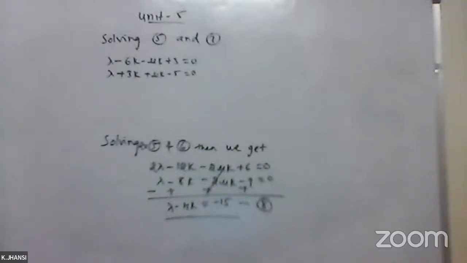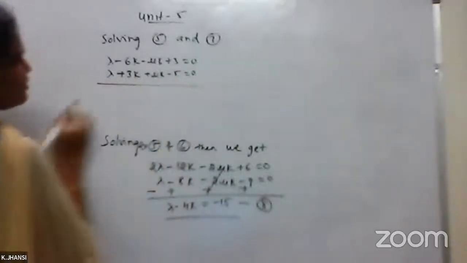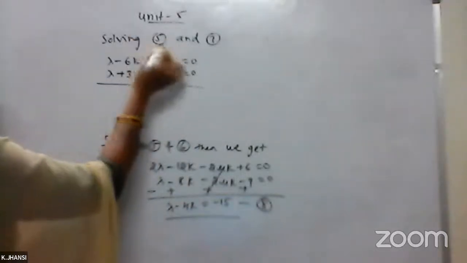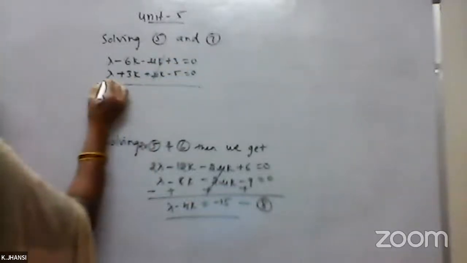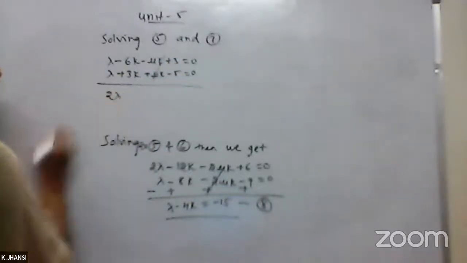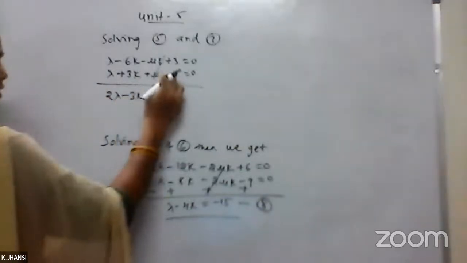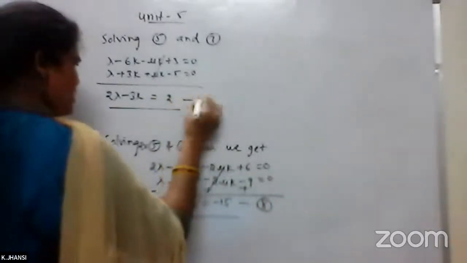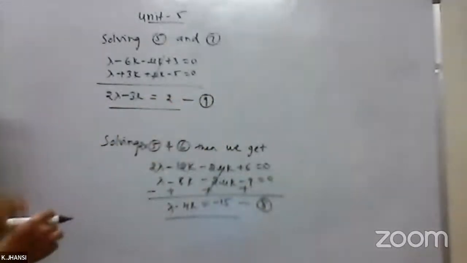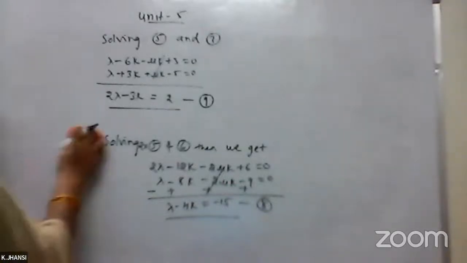Here if you add them directly, we can get the values. The mu k you cancel out. Okay, so adding both 5 and 7, these two terms will get cancelled. So we will get lambda plus lambda is 2 lambda minus 3k. Here we get minus 2, so we can write it as 2. Okay, so that is the 9th equation. So from these two, solving 8 and 9.